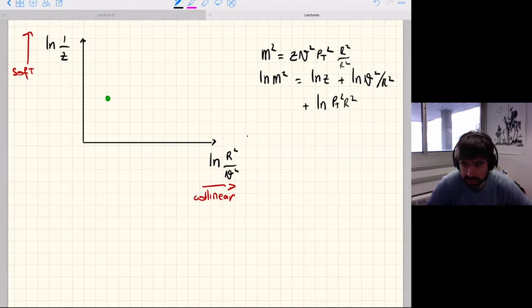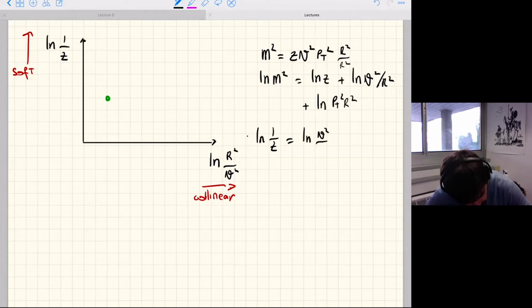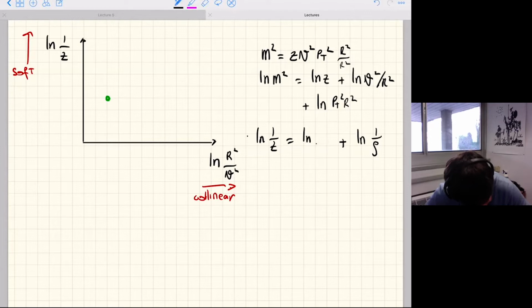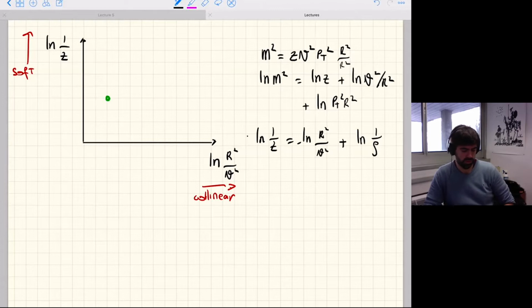So let me rearrange this expression a little bit. I have log of 1 over z is equal to, sorry, to the other side, is equal to log of theta squared by r squared plus log of 1 over rho. And I guess if I want to write the very same variables, I have to write it as r squared divided by theta squared with a mass. So all points which lie on this straight line in these double logarithmic variables give rise to the same jet mass rho.